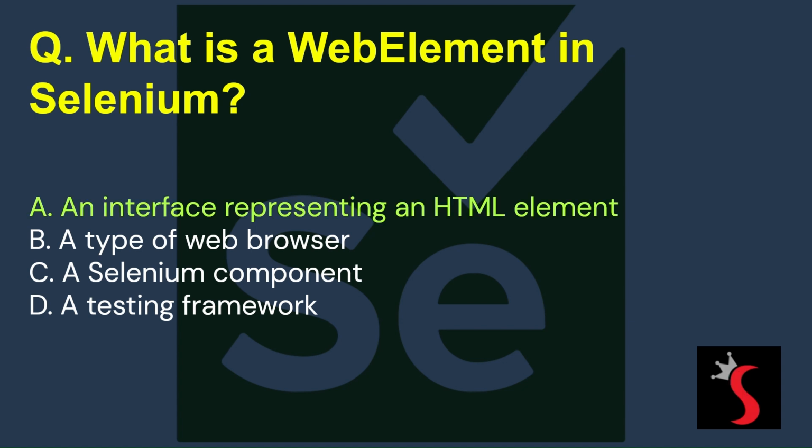And correct answer is option A, an interface representing an HTML element. The web element interface in Selenium allows you to interact with both visible and invisible elements on a web page. Web element in Selenium is essentially an HTML element on a website. HTML documents consist of HTML elements. Each HTML element consists of a start tag and an end tag. The content lies between the tags.